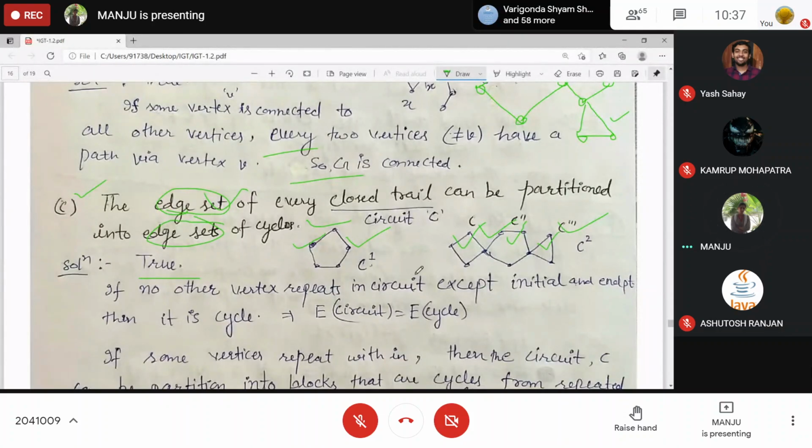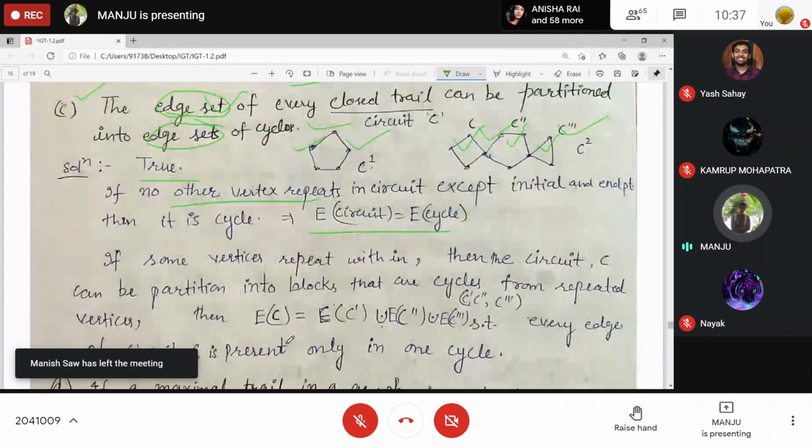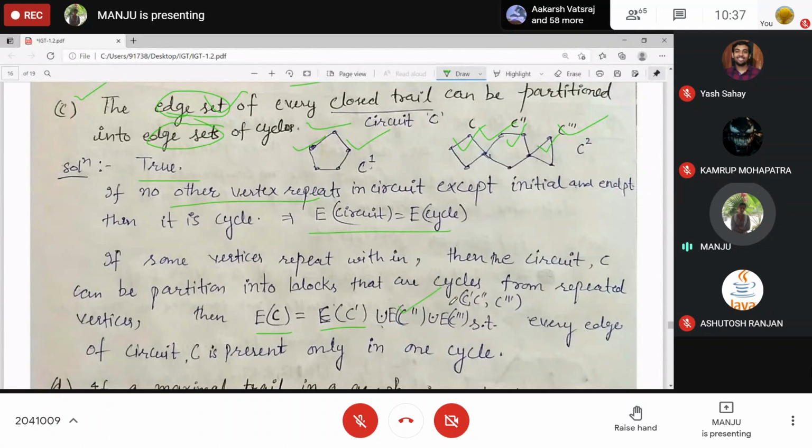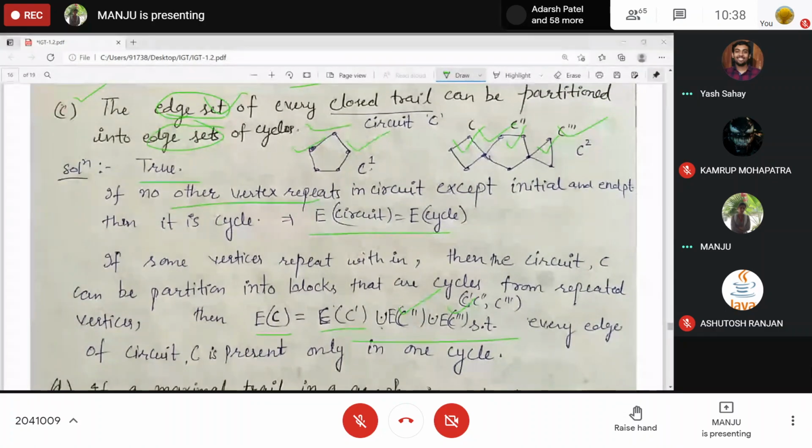Clear? If no repetition of vertices, then the edge set will be the same. That means we are able to write the edge set of this circuit as the edge set of a cycle. If it repeats, then take the first cycle, take its edge set, union with the second cycle, union with the edge set of the third cycle, right? And like this, you will be completing all the edges of the circuit. Clear? Is there any doubt? No, ma'am.